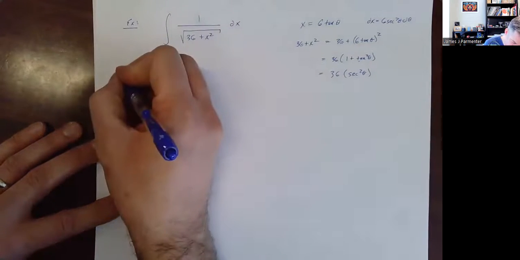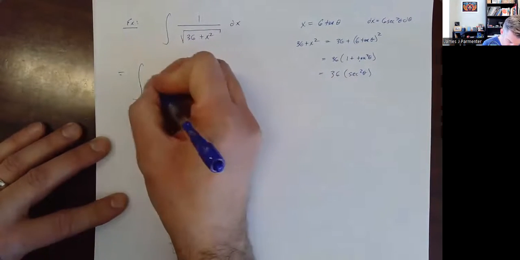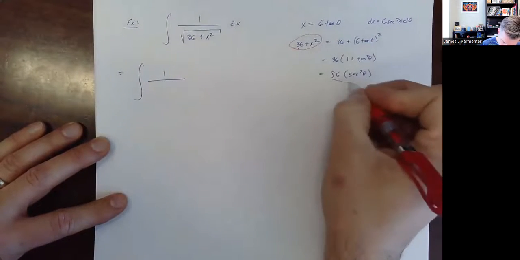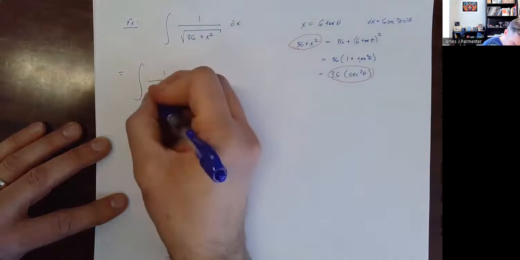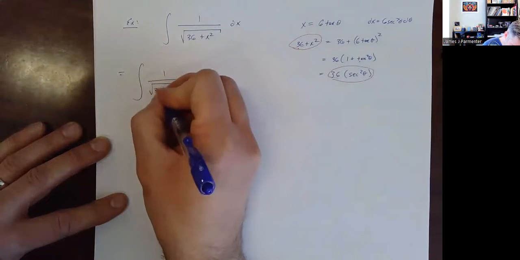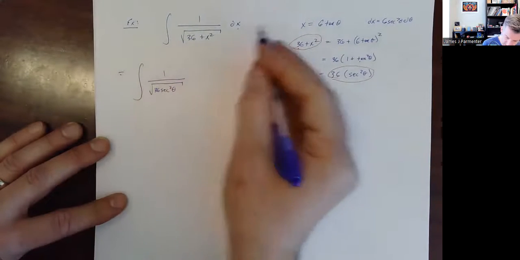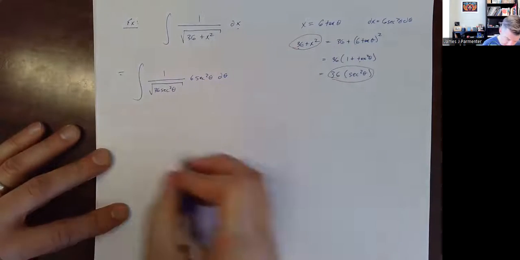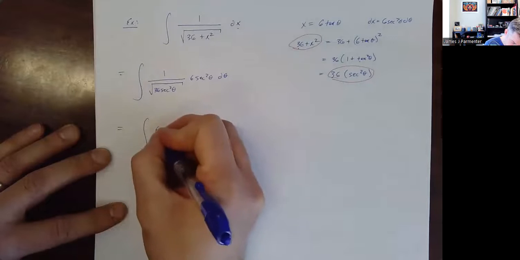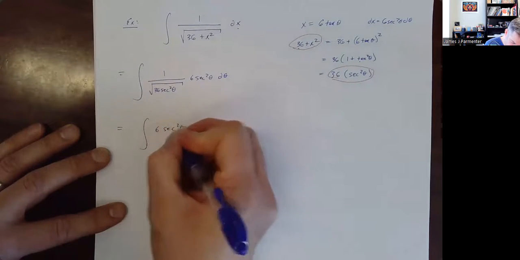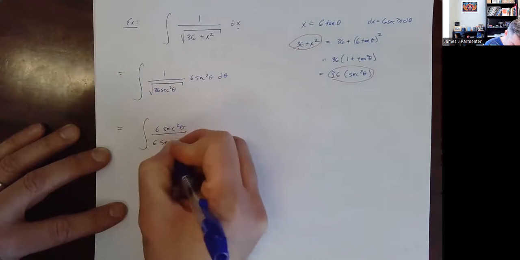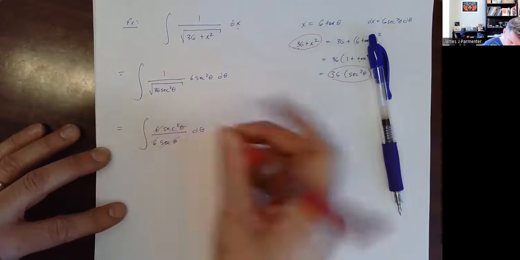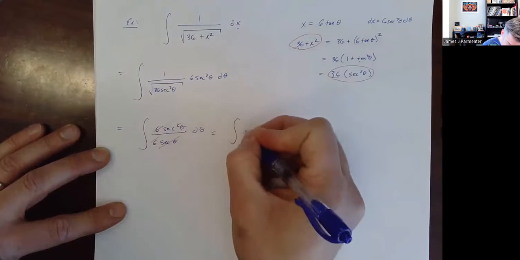Anyway, so the integral of 1 over the square root of 36 plus x squared is going to get replaced with the square root of 36 secant squared theta. And then my dx is 6 secant squared theta d theta. So let's see what we've got here. This is going to become the integral of 6 secant squared theta over 6 secant theta. Can't bring that out, whatever. Cancel a 6, cancel a secant. So you're left with the integral of just secant of theta.